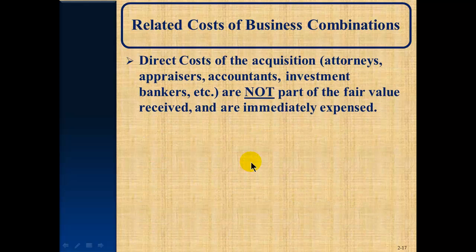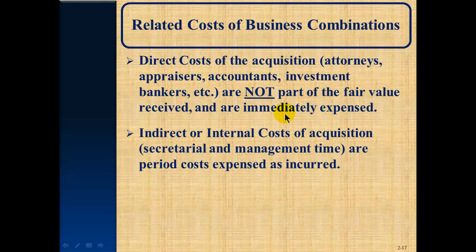What do you do with the related costs? And it will cost. You have lawyers involved, accountants involved, and direct costs are not part of the fair value received, so you just expense them. It doesn't have a store of value per se. You're not going to set it up as an asset. You're just going to expense it immediately. And then the same thing on the indirect internal costs of an acquisition. If you're using company personnel and they're spending time on this, and that does indeed happen, life just goes on, and you just go ahead and charge their salaries or their wages as expenses.